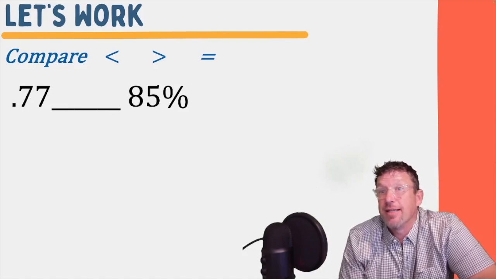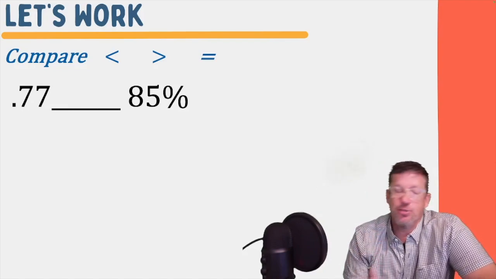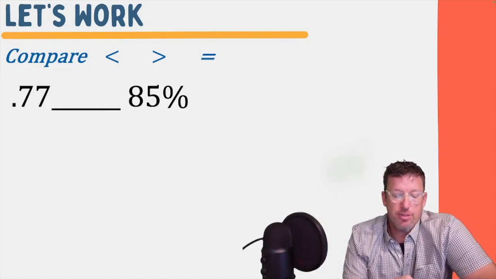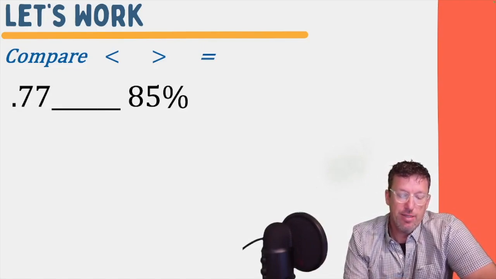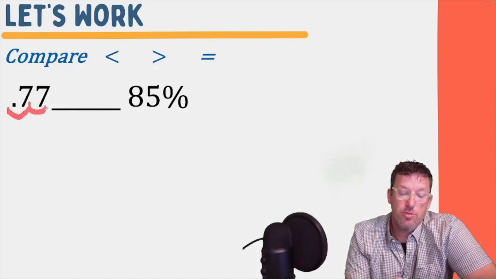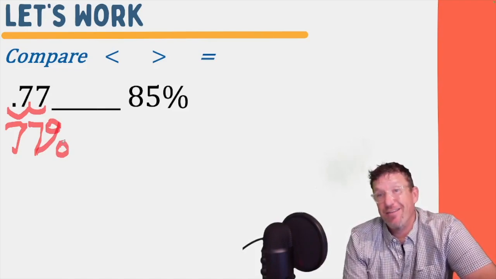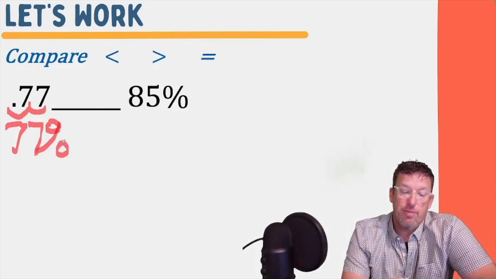Now, let's take this on a much easier scale by just comparing two numbers. What's the easiest thing to do? Turn them into percent. How do you turn decimals into percent? You simply move the decimal 2 places to the right, which gives us 77%. Which is bigger, 77% or 85%? 85% is bigger. How do we do that? We use the one that opens up to the bigger side.